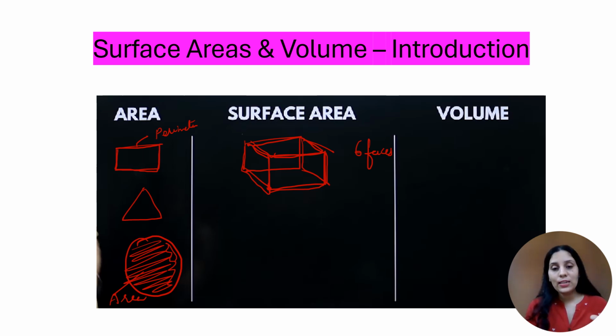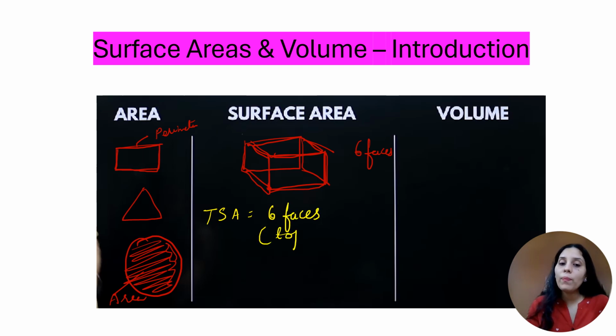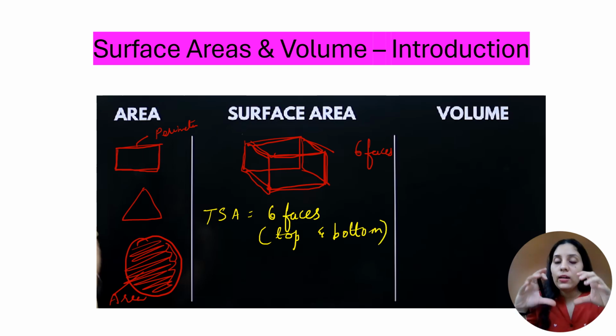So in surface area we have two types. One is TSA, total surface area. Now total surface area is basically six faces that includes top and bottom. Now if we take a room, the room we are sitting in, we have four walls, we know the area of four walls, plus the top and bottom, the ceiling and the floor. So when I include all these six faces, then it is total surface area.